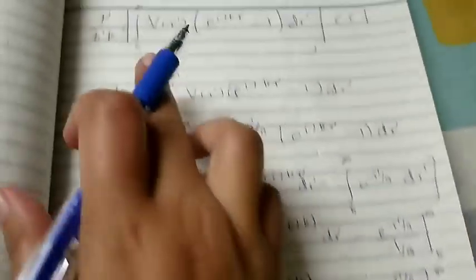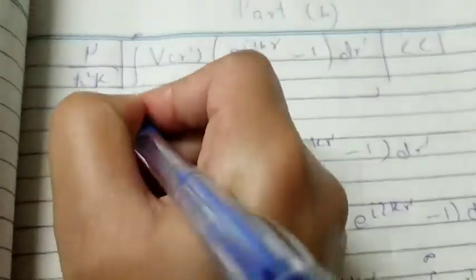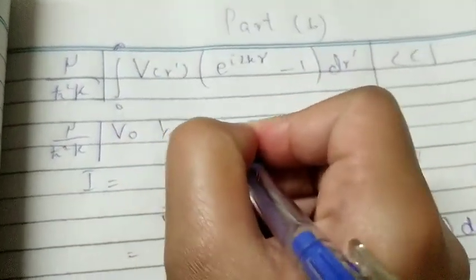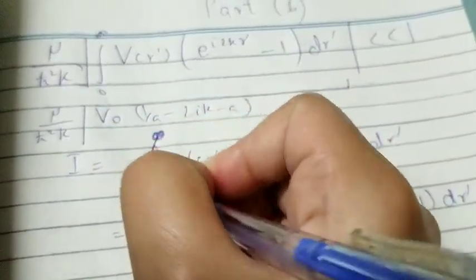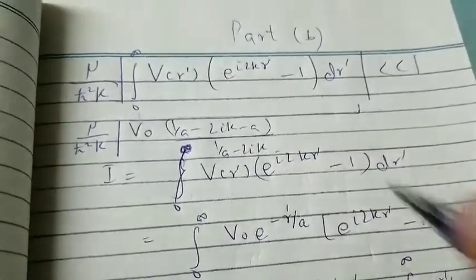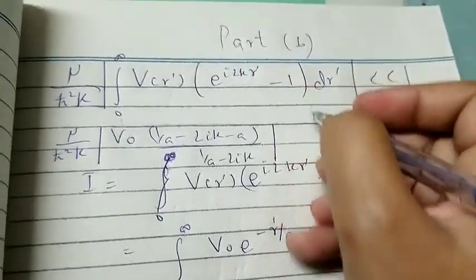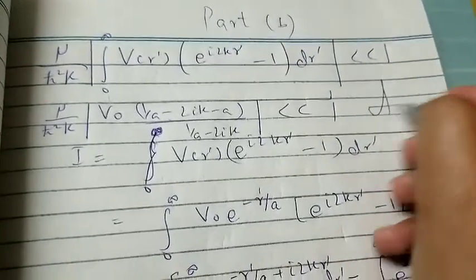Okay, so I'm plugging this value into this expression simply, and it becomes v naught 1 over a minus 2 iota k minus a, and in denominator it is 1 over a minus 2 iota k mod, and this is very less than 1. Okay, this is the condition.